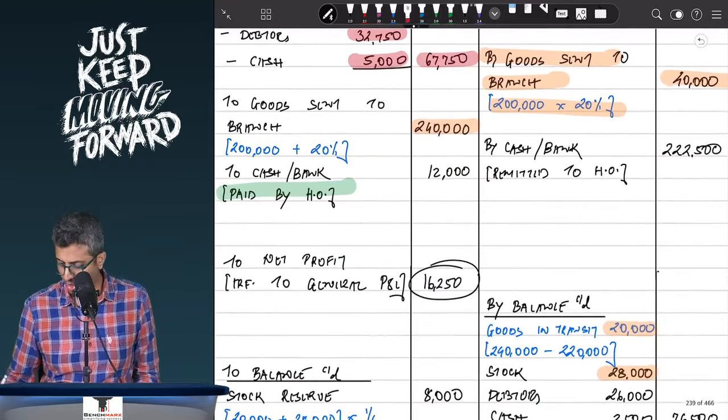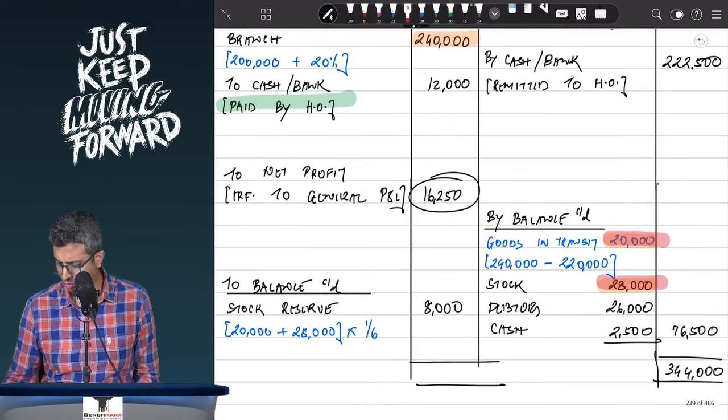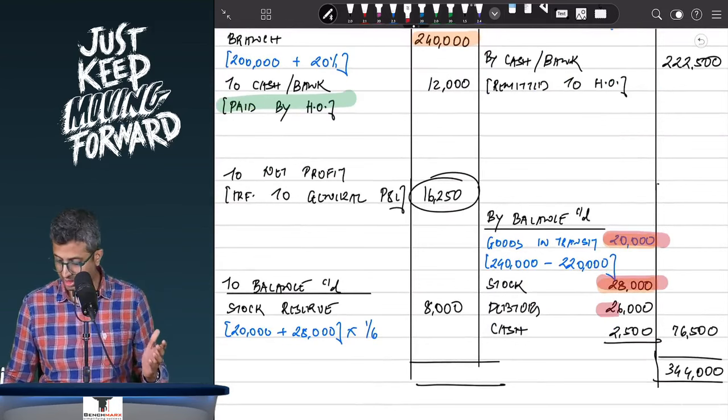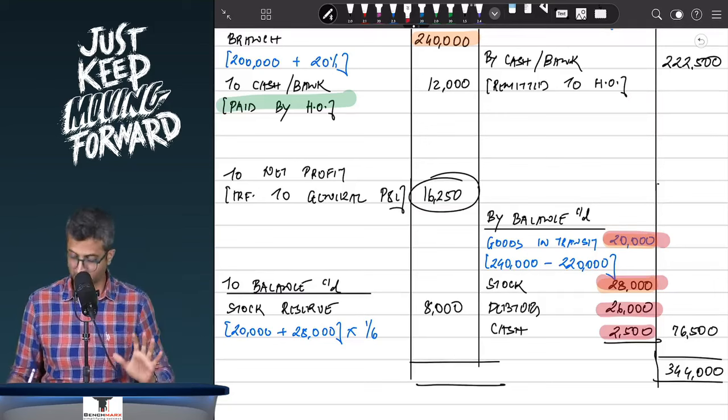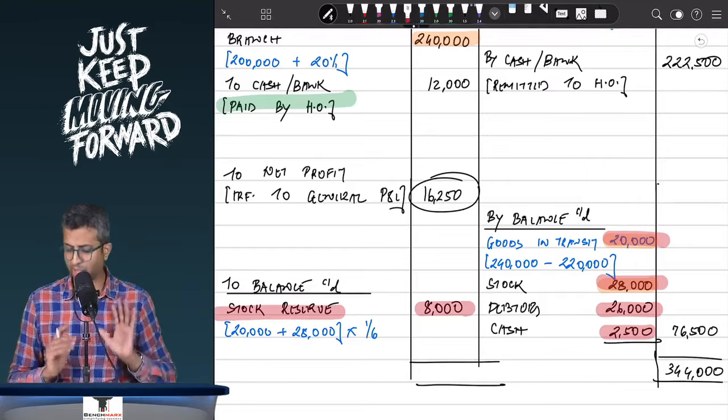Debtors, you know, are 26,000. Cash is 2,500. Again, against this 48,000 stock, there will be a 8,000 stock reserve. That will be your closing balance.